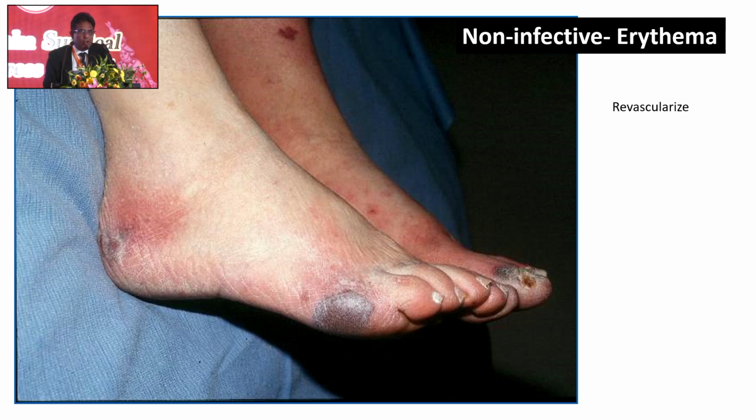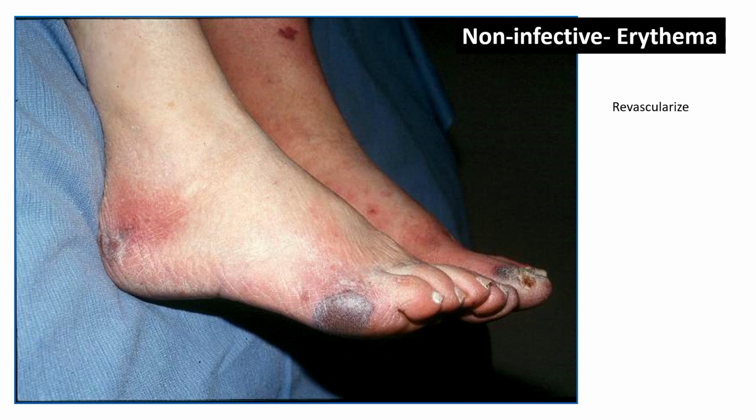Non-infective erythema also happens in ischemic wounds. The dependent hyperemia might trick you into believing there's infection, and one needs to be guarded about that, because what you need to do for that is revascularize. There is no acute inflammation, just redness, and the redness disappears when you elevate the foot.